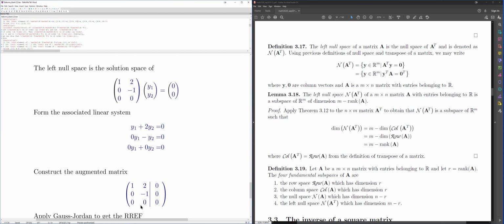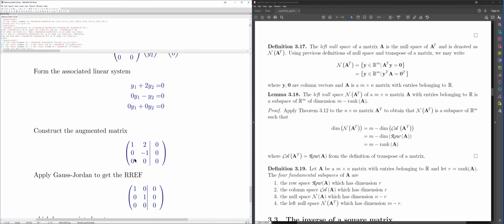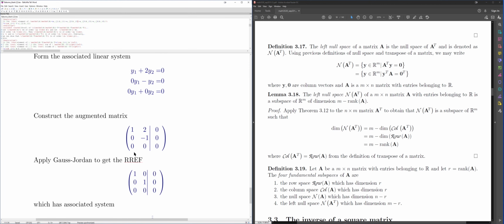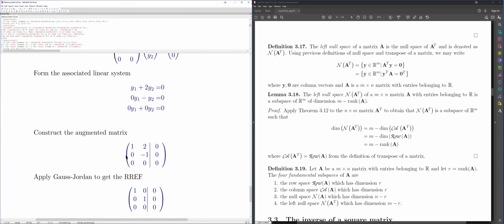Notice over here that the augmented matrix, this matrix here, is just a copy of what I have, right? So this entire step over here, forming the associated linear system, is somewhat redundant, right? Because really you could just take this and put it over here. And you don't even need this vector of zeros here. Anyway, once you have this, you apply Gauss-Jordan. This is a standard way of solving a system of equations.